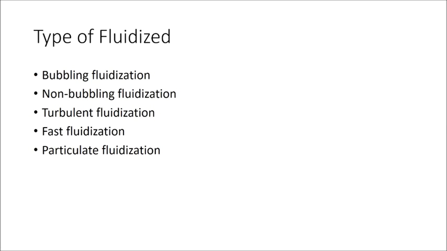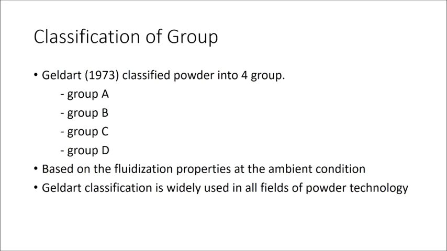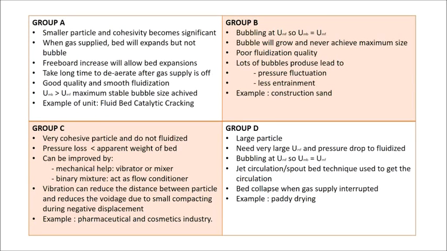Types of fluidization are bubbling fluidization, non-bubbling fluidization, turbulent fluidization, fast fluidization, and also particulate fluidization. Geldart has classified powders into 4 groups, which are Group A, B, C, and D. It is based on the fluidization properties at ambient conditions, and it has been widely used in all fields of powder technology. These are the classifications of the groups. Group A has smaller particles and cohesivity becomes significant. Group B has good fluidization qualities. Group C has very cohesive particles that do not fluidize, while Group D has very large particles.